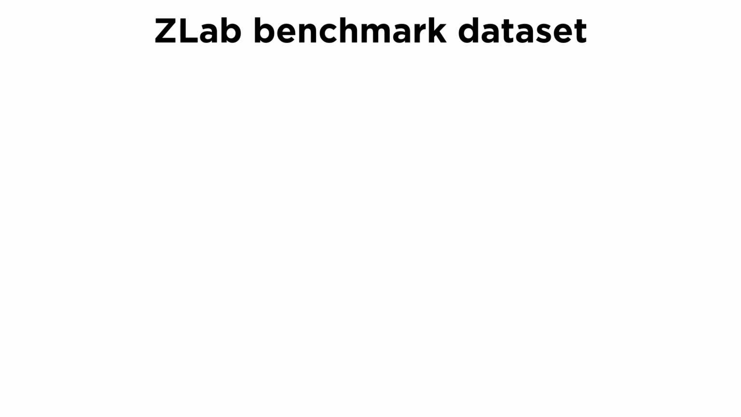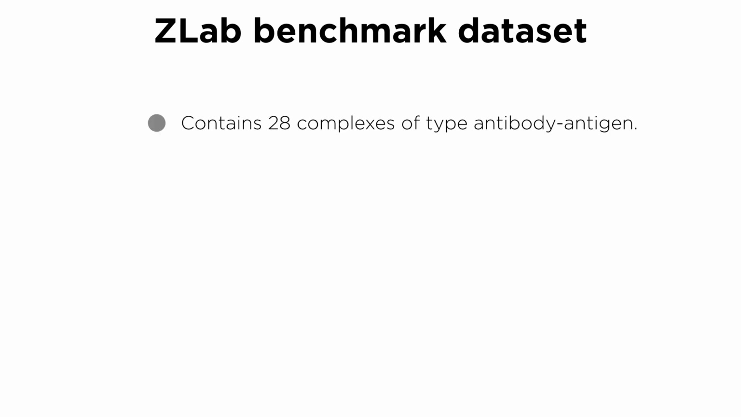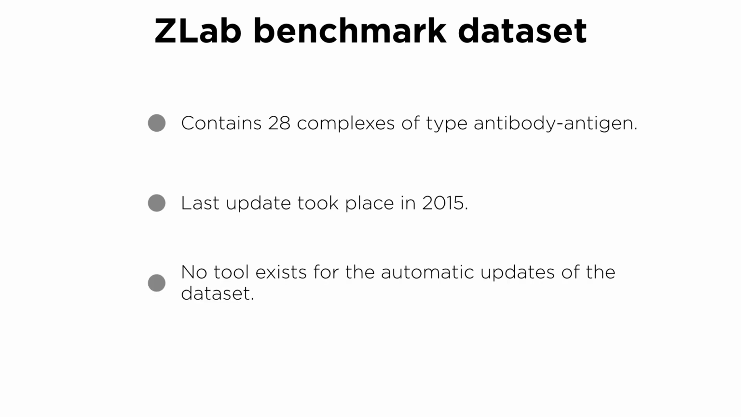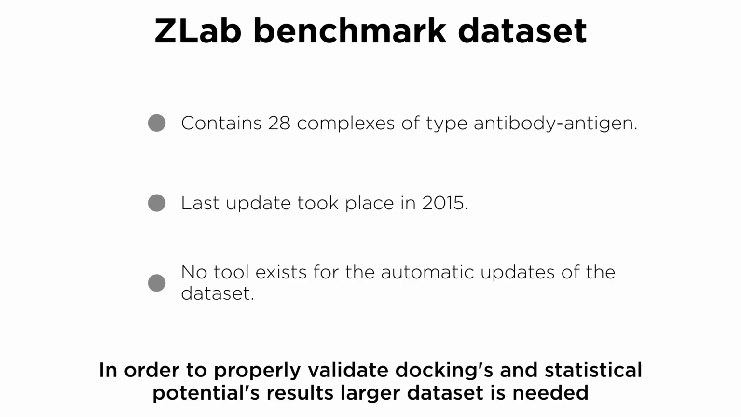There exists a dataset containing complexes and their standalone parts. It is called the ZLab benchmark dataset, but it has a big problem. It contains only 28 complexes of type antibody-antigen. Its last update took place in 2015, and no tool exists for automatic updates of this dataset. So one thing that we can take away from this slide is that in order to properly test antibody-antigen docking, more than 28 complexes are needed.